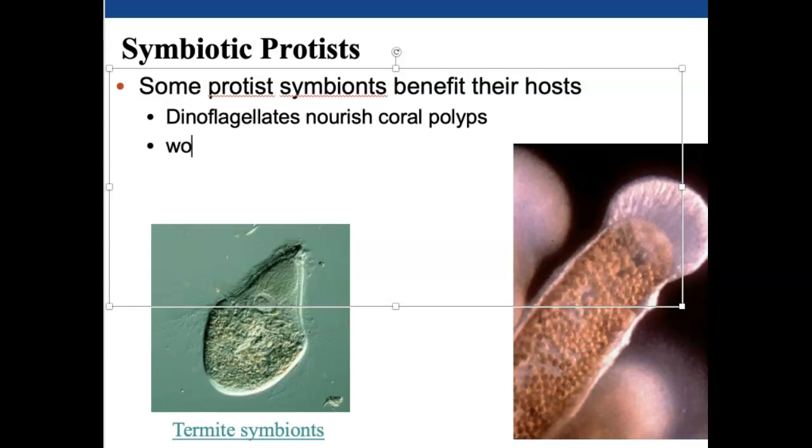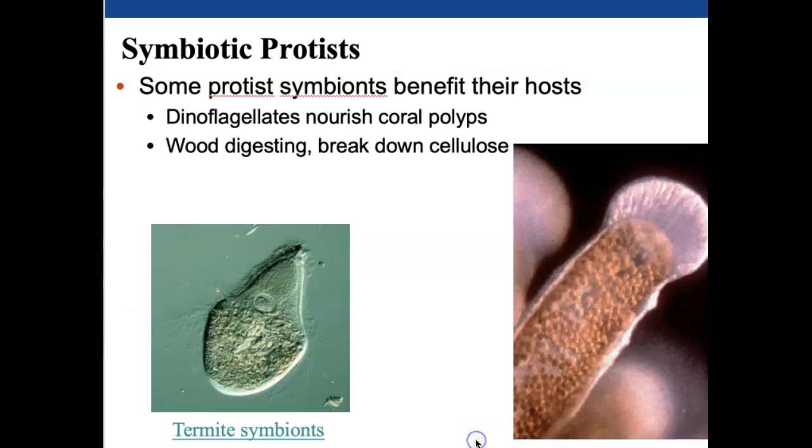We talked about the wood digesting protists that break down cellulose in the gut of termites. So they help break down the cellulose, and then the bacteria inside the protist further degrades or digests the cellulose, making it available as a source of energy.